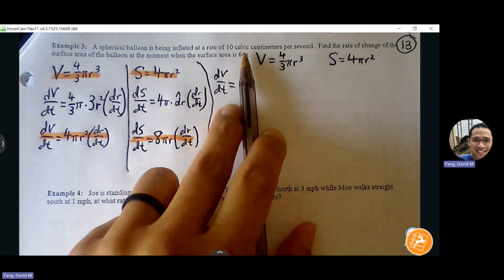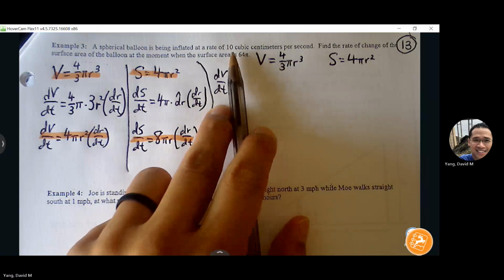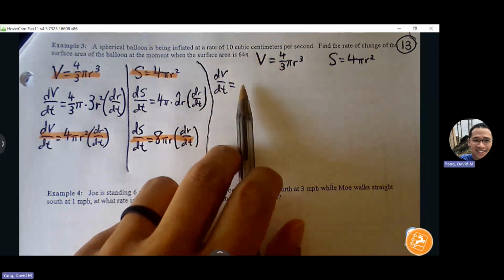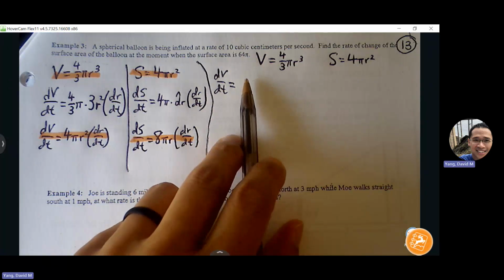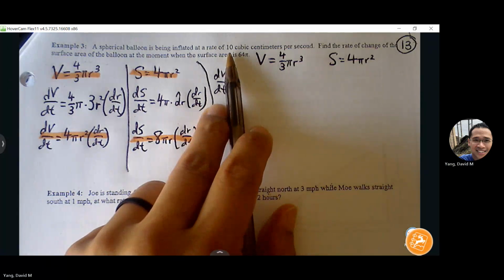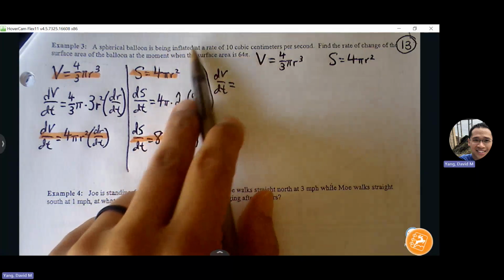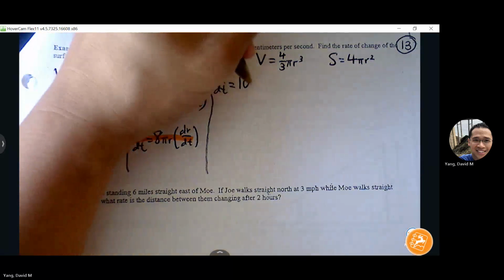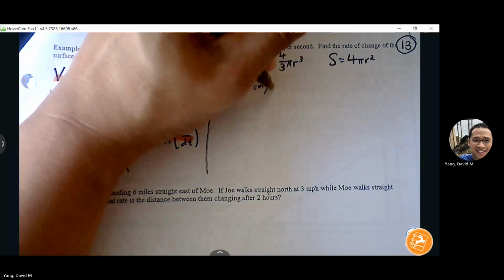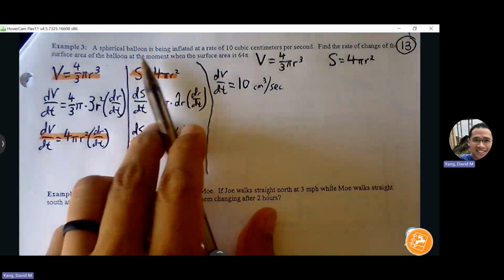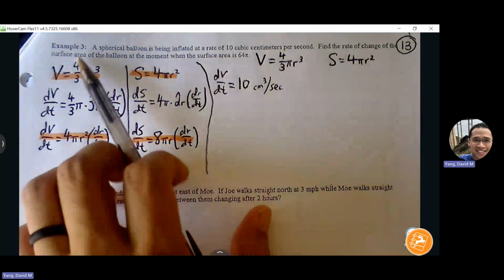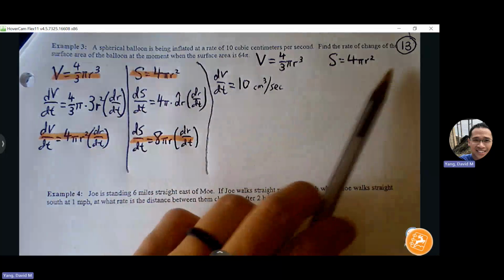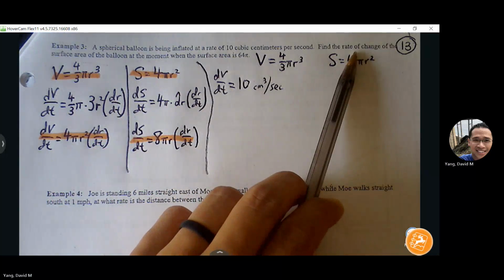Now, is that 10 positive or negative? Remember, anything with a rate, you have to manually decide what the sign is going to be. Positive. Why? It's getting bigger. Inflated, right? Okay, let's keep reading the problem here. Find the rate of change of the surface area of the balloon. What are we looking for? dS over dt.